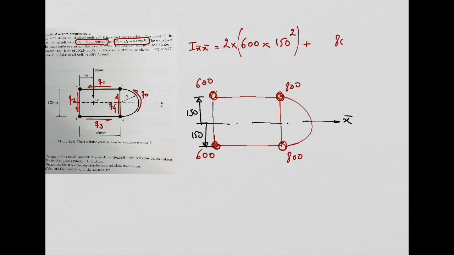So I can say 800. The distance is also 150 squared. Because we have two booms in these same conditions, I can also multiply by 2. So as you see, the calculation of the second moment of area in idealized structures is quite easy. We just need to look at the contribution of the booms.